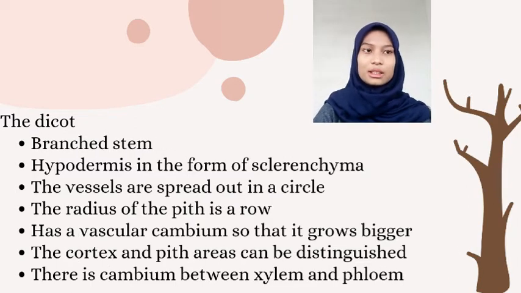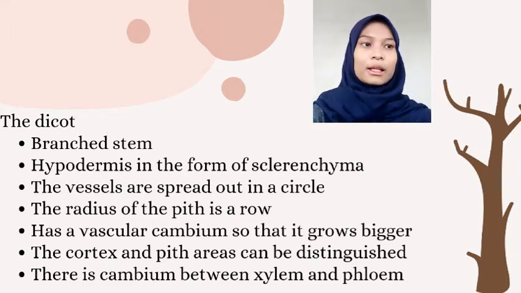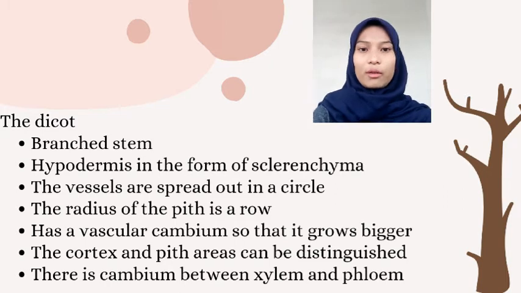Dicot: the stem is branched. Hypodermis in the form of sclerenchyma. The vessels are spread out in a circle. The radius of the pith is wide. Has a vascular cambium so that it grows bigger. The cortex and pith areas can be distinguished. There is cambium between xylem and phloem.